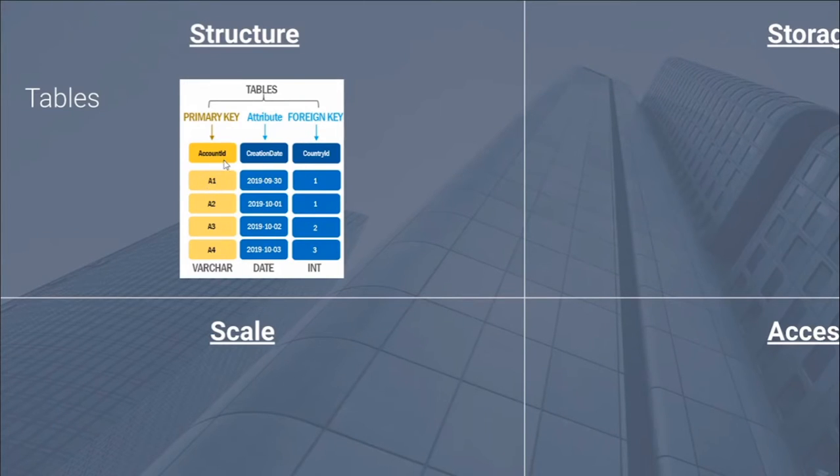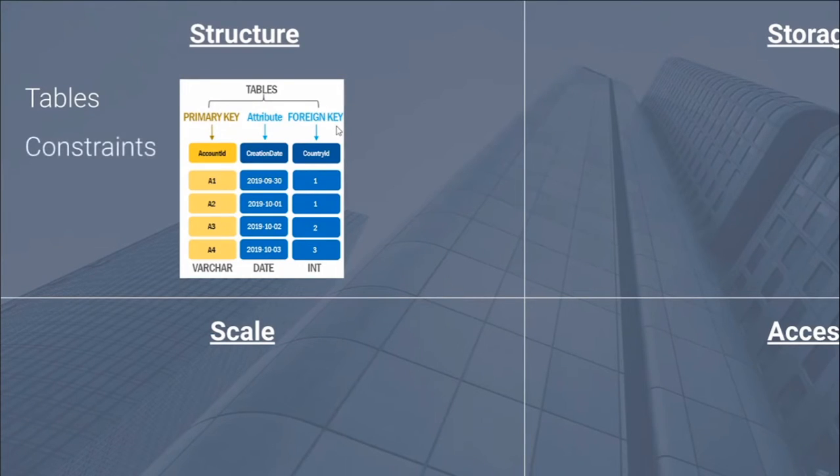So we have an account ID here, a creation date, and a country ID, and every row here is an entity or an element. A1 is the account ID, it had a creation date of September 30th, and its country ID is number 1. Now in a SQL table, you must have a primary key, and a primary key corresponds to the unique identifier that identifies a specific row. In this row's case, the primary key is A1. You have attributes that correspond to just general data about the record, and then you can also have things called foreign keys, which are links to other tables.